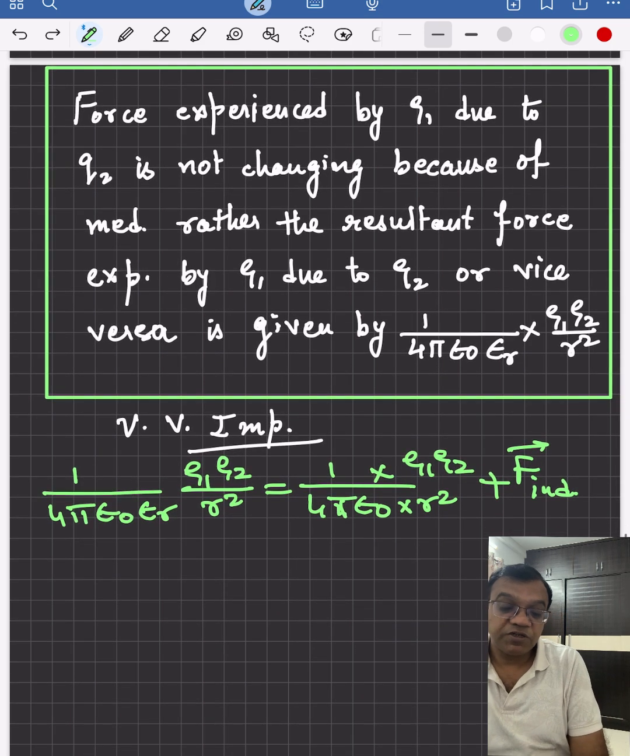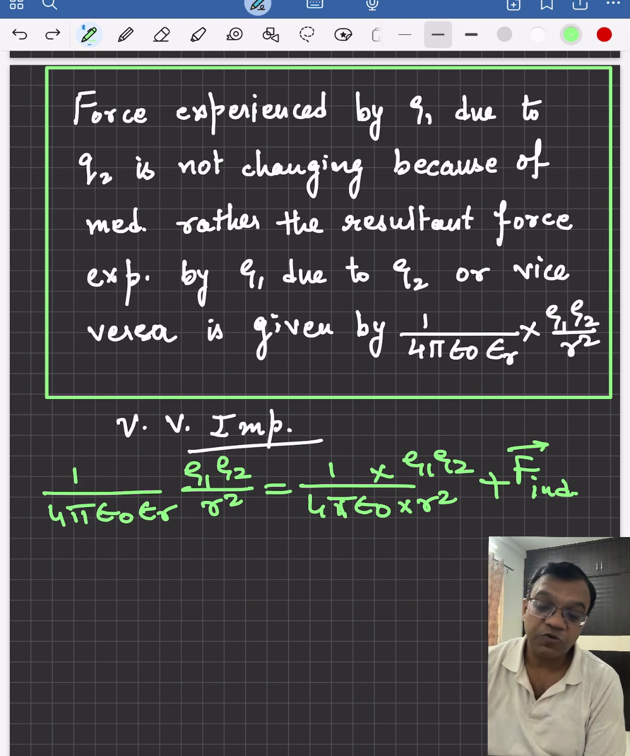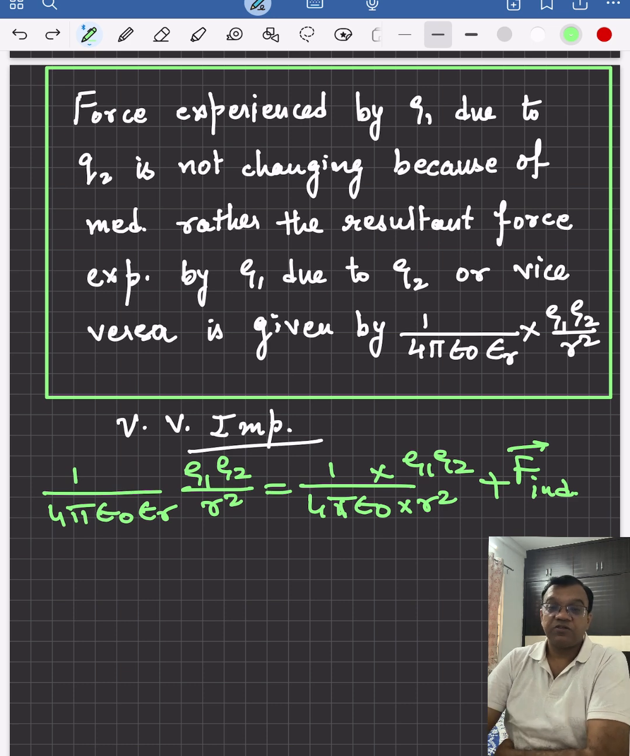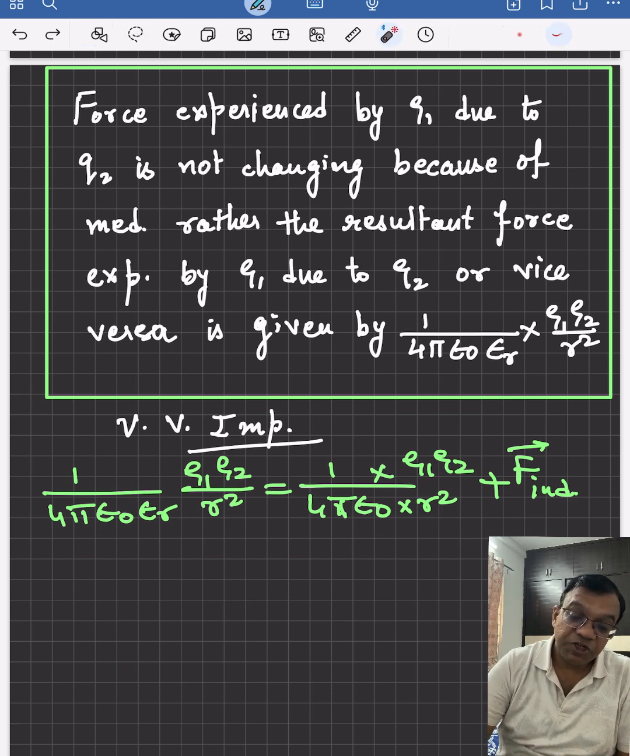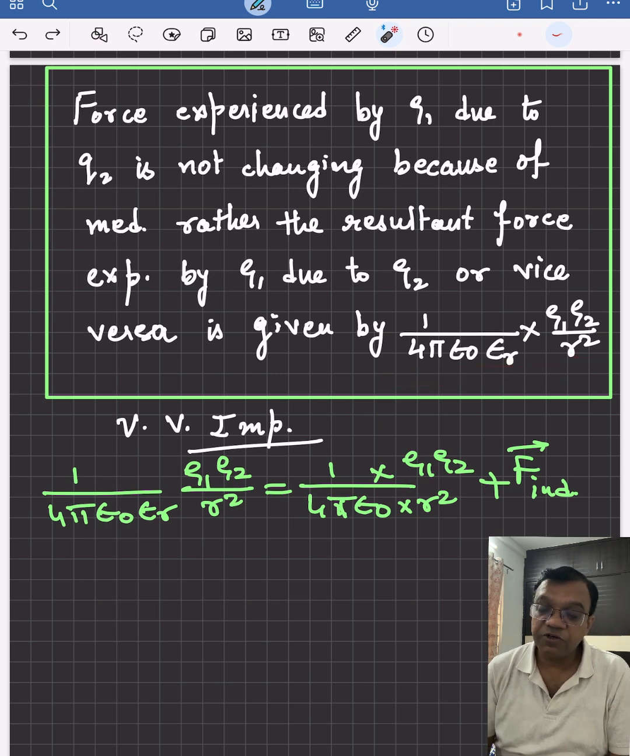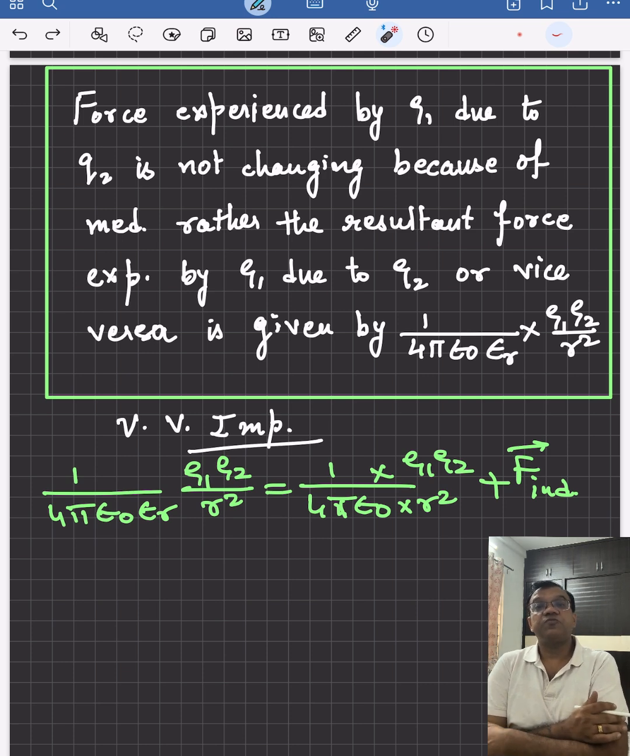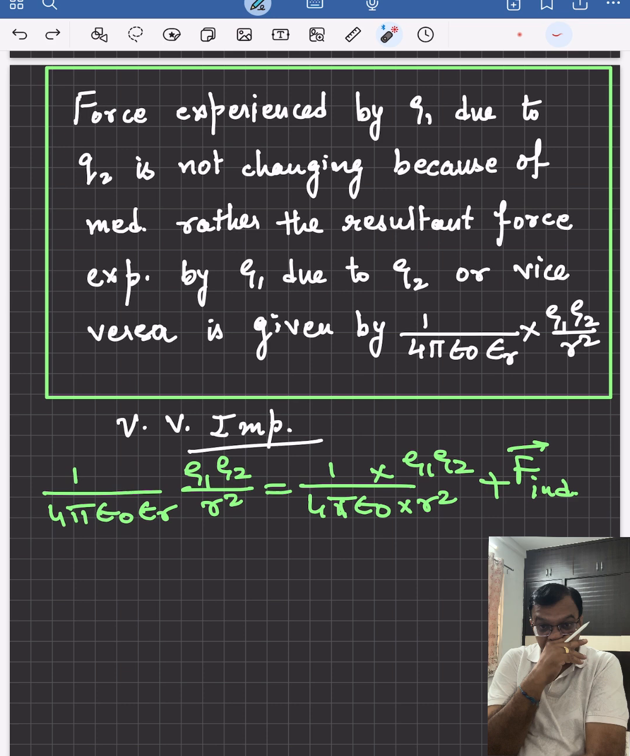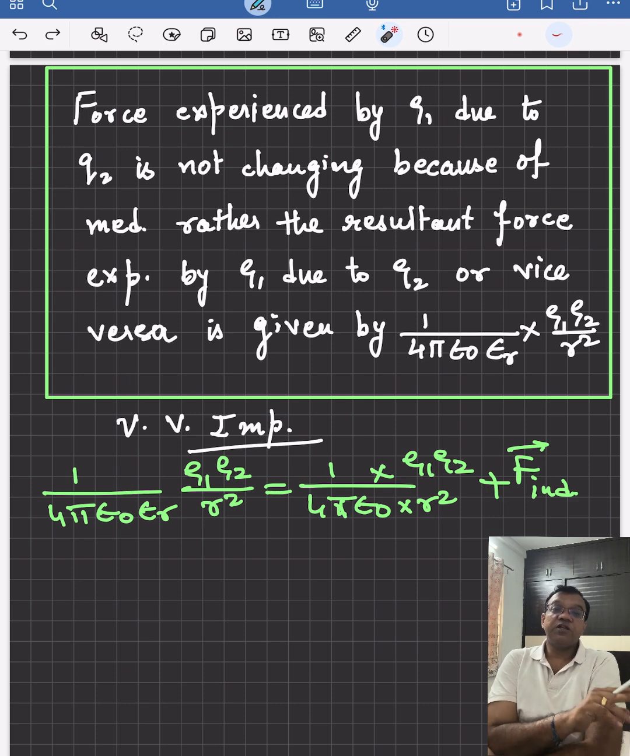So here a very important statement you can say: the force experienced by q1 due to q2 is not changing because of the medium. Rather, the resultant force experienced by q1 due to q2, or vice versa, is given by this. So this particular expression is not the force by 1 due to 2. It is the total force experienced by q1 due to q2, which includes the force experienced by q1 due to q2 plus the force experienced by q1 due to the polarized charges of the medium.